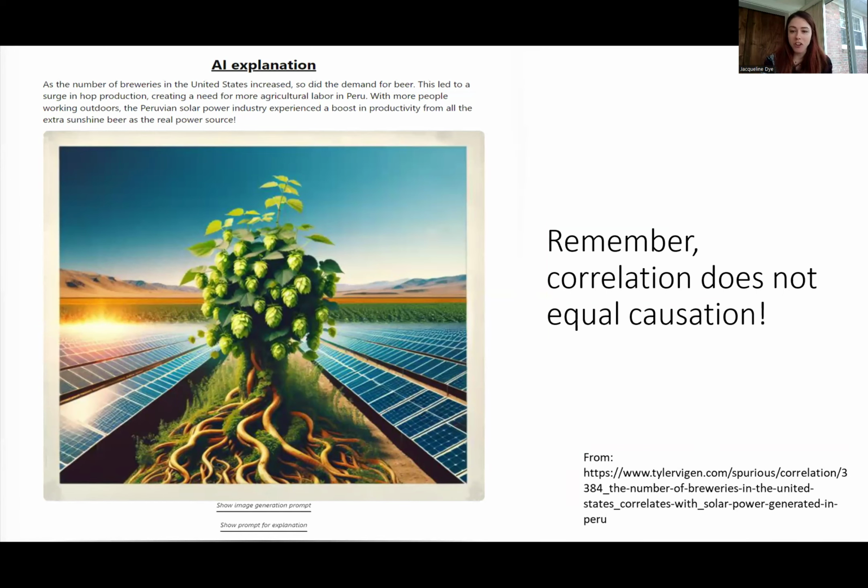So again, remember, correlation does not equal causation. Just kind of a funny example.